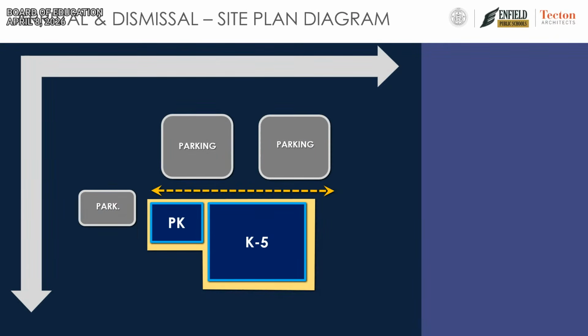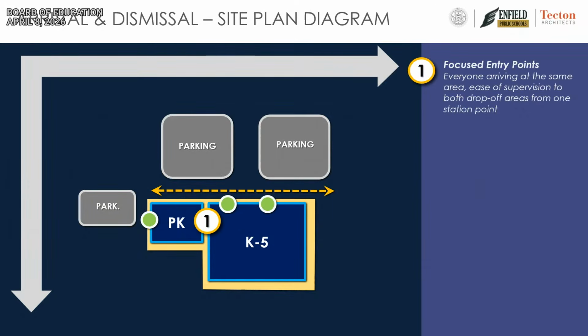One other question that we had was arrival and dismissal, and I'm not going to get into times because that's not our charge. But one of the questions that it's important, and this is a site plan diagram. So the blue boxes, consider that the building with the yellow backdrop. So you have a K-5 and a pre-K, and then you'll have parking around the building. So obviously, the step one is making sure you have focused entry points. Typically, you have entry at pre-K and 1 or 2 at the K to 5, just from a bus and parent drop-off perspective.